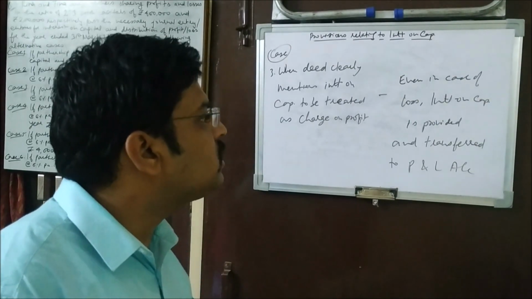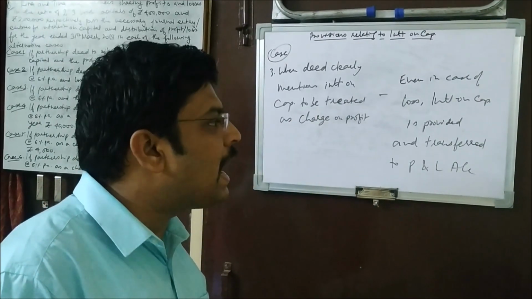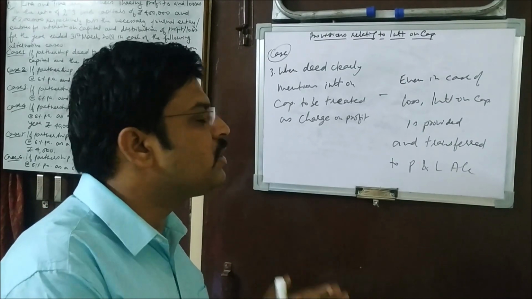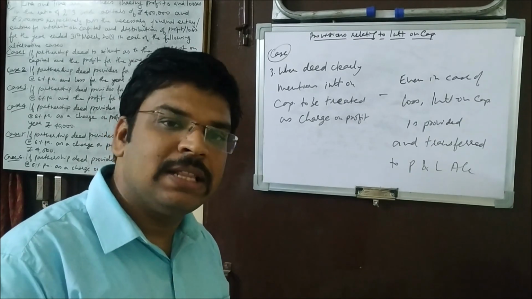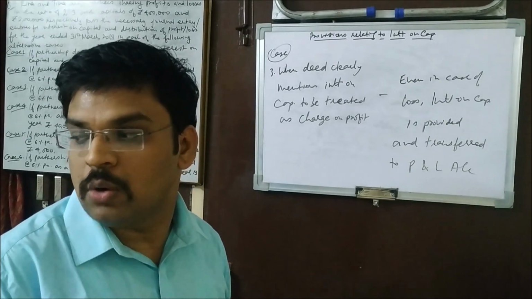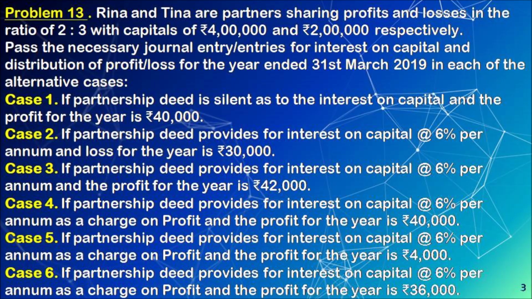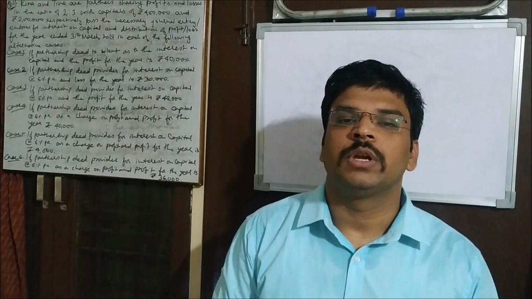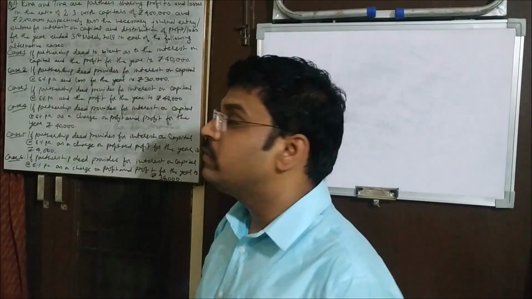So without wasting much time, let's attempt one question on all the cases so that we can understand in a better way how the treatment is actually done. Okay, we'll pass journal entries and thereafter I'll tell you the treatment related to profit and loss appropriation account also. Okay, so you can see the question on your screen. I have written the question here. Let's read the question without wasting time.